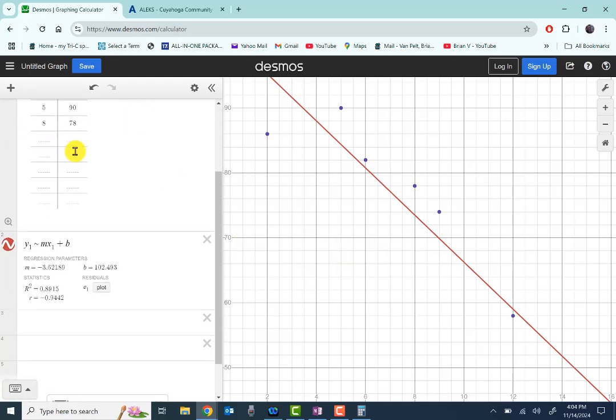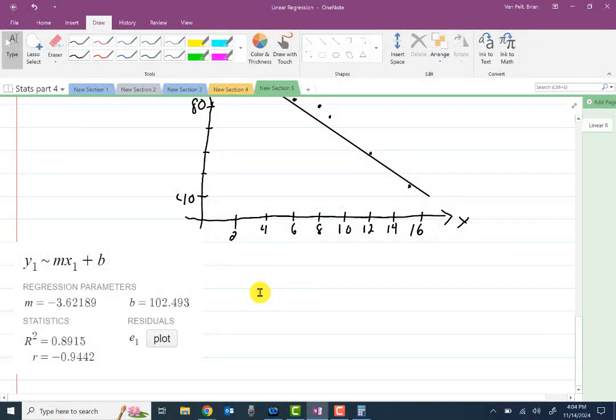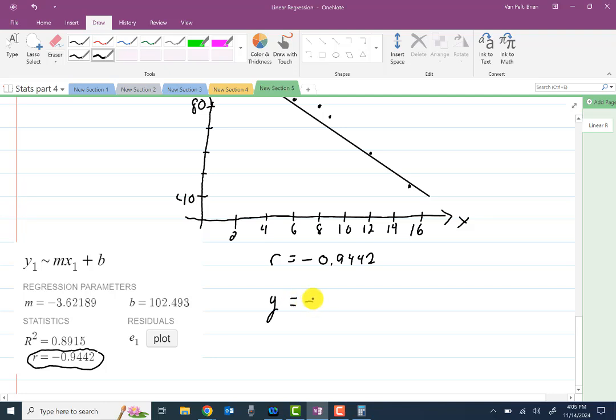Now, I'm not going to bother with the data anymore, but I'm going to grab this stuff here. R equals negative 0.9442. And you can see the graph is tending downwards. That's why there's a negative in front of this. You might remember from your graphing days that that meant the slope was negative. And our equation here is y equals negative 3.6, I'm going to go one decimal place here, plus 102.5.